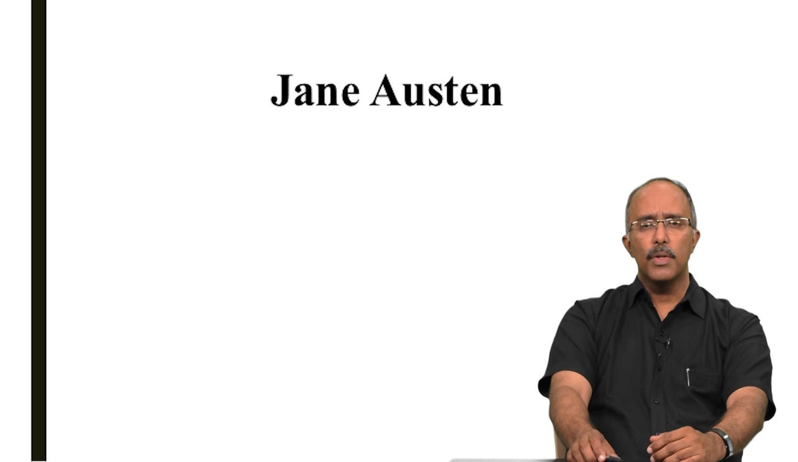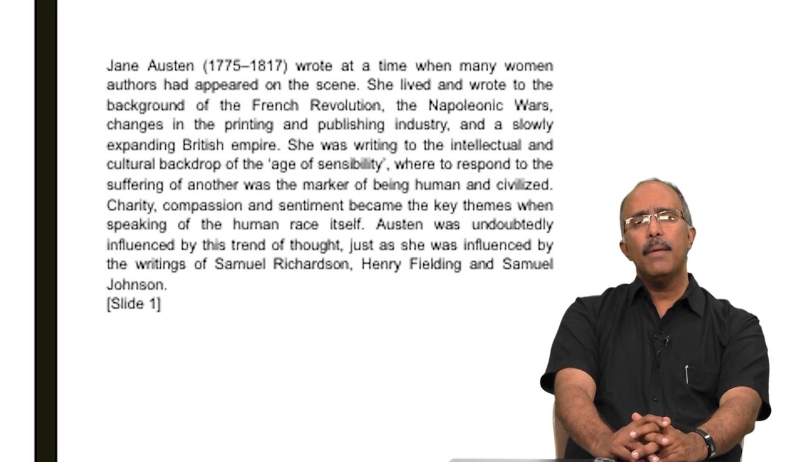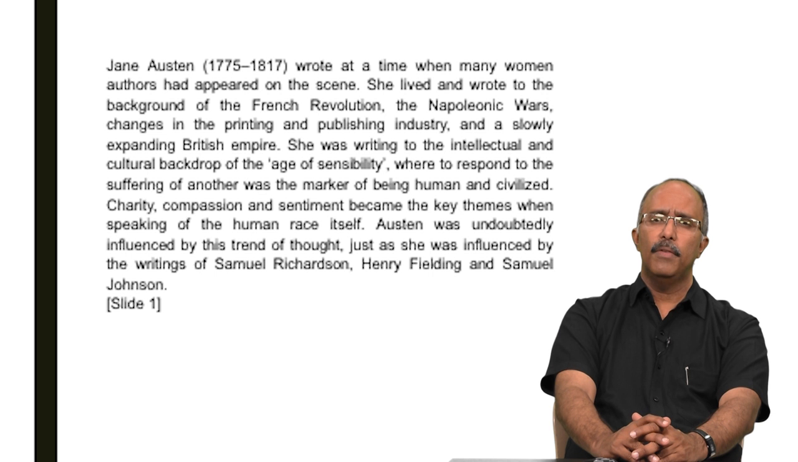Jane Austen, 1775 to 1817, wrote at a time when many women authors had already appeared on the scene. She lived and wrote against the background of the French Revolution, the Napoleonic Wars, in a period of radical and rapid changes in printing and publishing, and a slowly expanding British Empire.